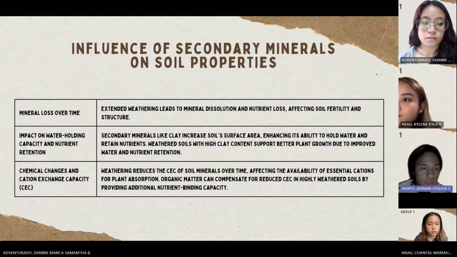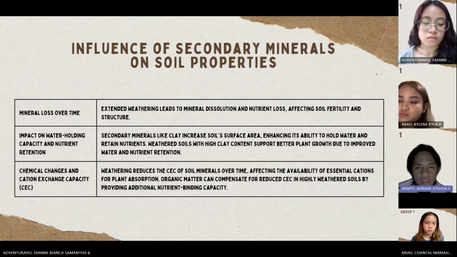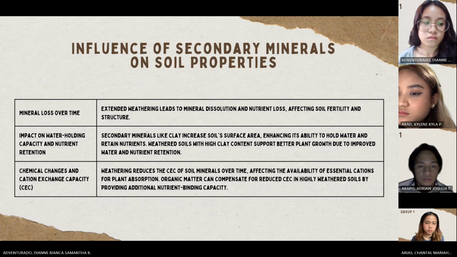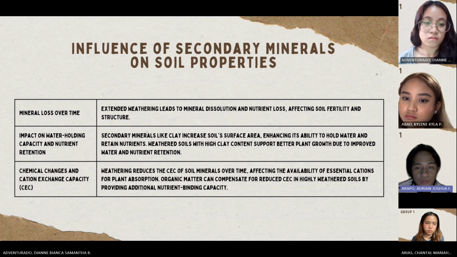Impact on water holding capacity and nutrient retention. Since it's the same with the mineral loss over time, if there's too much weathering on that end, it would increase the soil's surface area, enhancing its ability to hold water and retain nutrients. Weathered soils with high clay content support better plant growth due to improved water and nutrient retention.